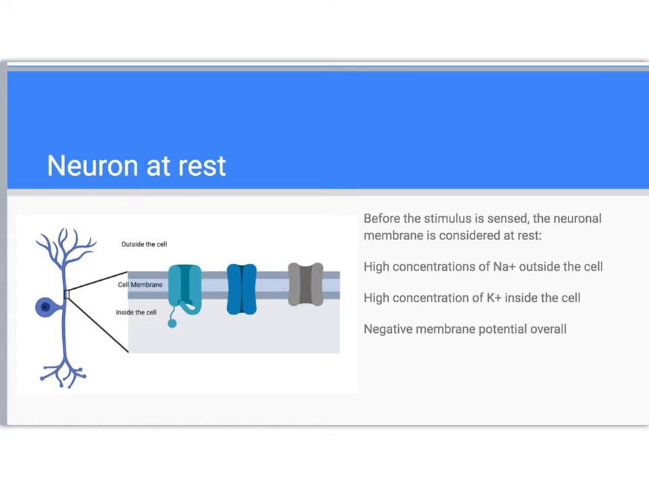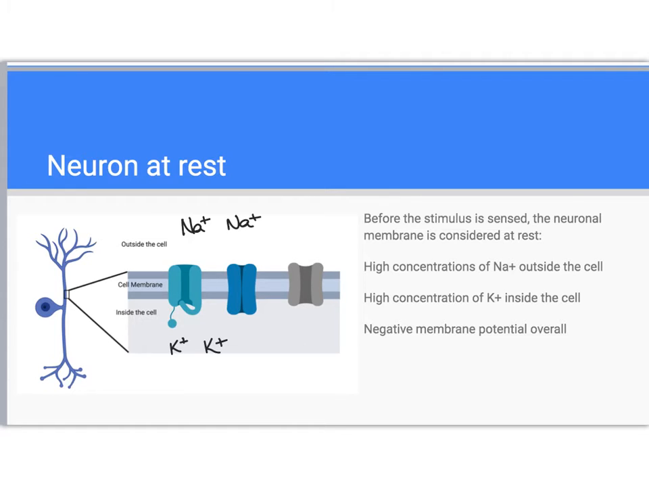At rest, because of the work of the sodium-potassium pump, which is not pictured here, these neurons have a high concentration of sodium outside the cell relative to inside, and a high concentration of potassium inside the cell relative to outside. The cells at rest do not have an easy path for sodium ions to move across the membrane.